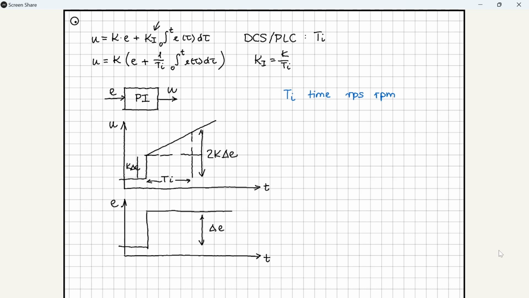For example, if a controller has an integral time of 15 seconds, its unit can be specified as Ti is equal to 15 seconds or is equal to 15 divided by 60 minutes, which is a quarter of a minute. That means 1 over Ti is equal to 4 RPM, so it's repeated 4 times per minute. This means that after 1 minute, the integral action will have increased the control action 4 times.